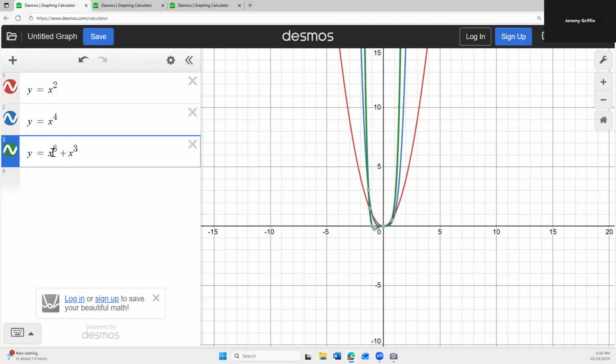So 6 is still the dominant term. Now, if I change this 3 to a 7, we should see some significant changes because 7 is greater than 6, and also it's odd rather than even. So there you go. Now the rules reverse. You see how this is working?